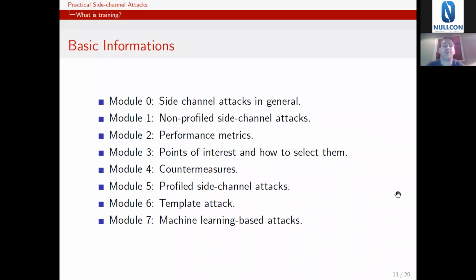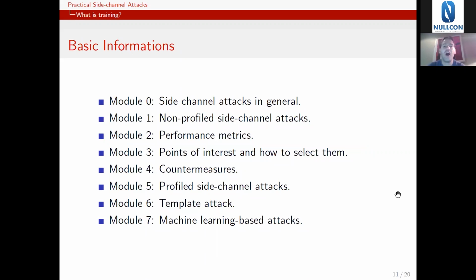So, basic information about the webinar, about the course. Like I said, 7 modules. First module: side channel attacks in general. In this module, I talk about what side channel attacks are, how we divide them, what the leakage models are, and what the distinguishers are.